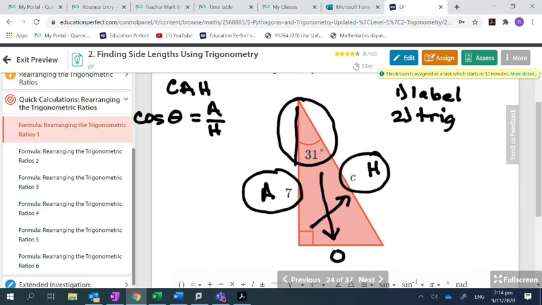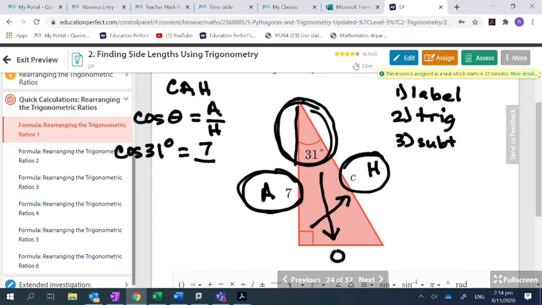Now let's fill in the things that we know. So substitute the things that we know. Cosine of what is my angle? 31. So cosine of 31 degrees is the adjacent, what is the adjacent? 7, over the hypotenuse, which is C in this case. Okay? So now I've substituted all of those.